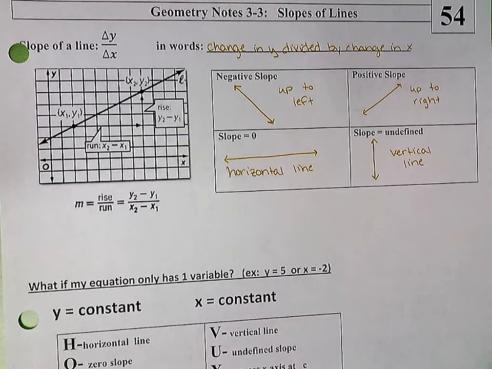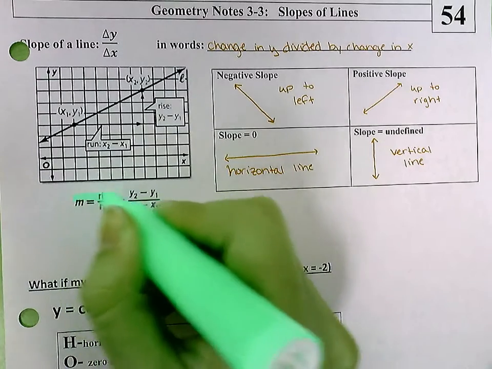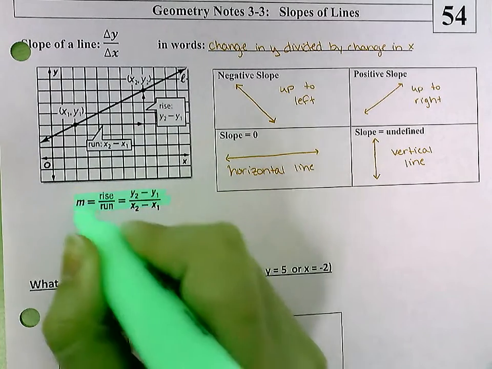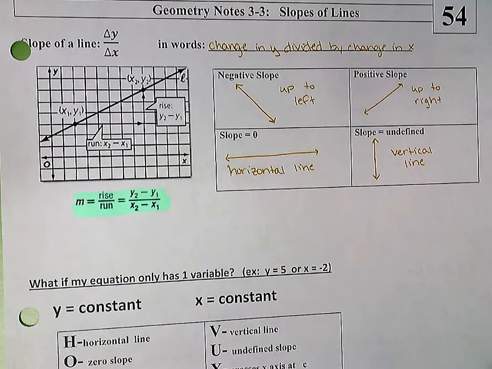So to find your slope given some points, I have the formula there. It is rise over run: y sub 2 minus y sub 1 over x sub 2 minus x sub 1. That's the formula we want to use to find our slope.